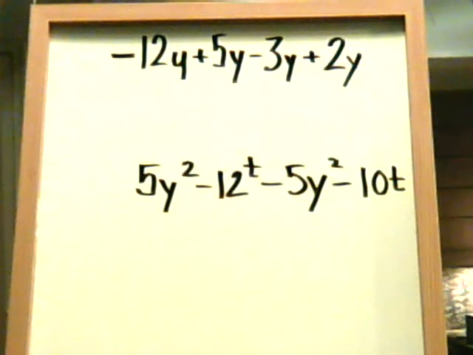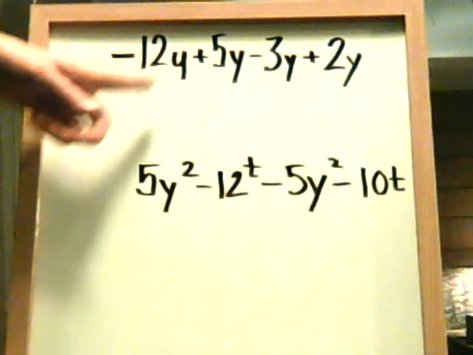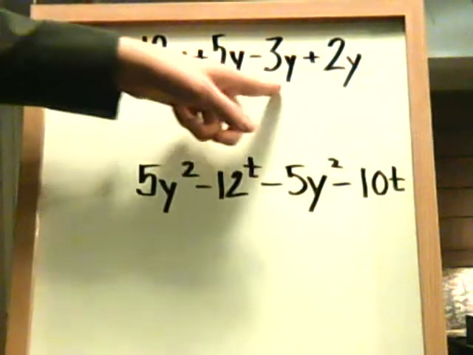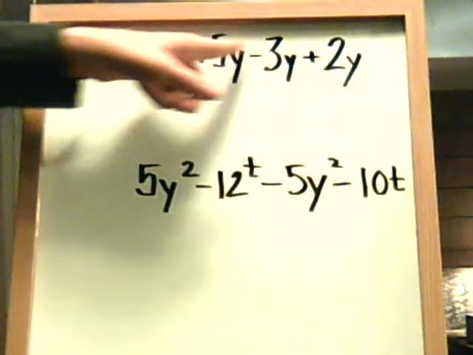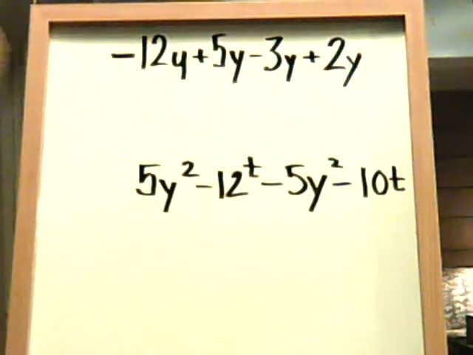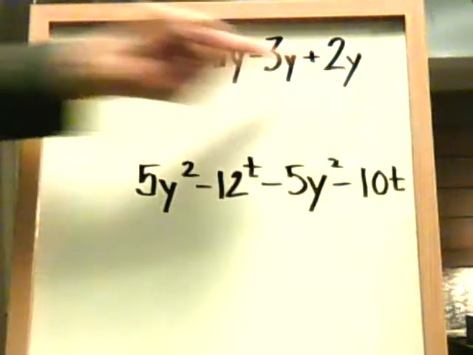Now, what defines the like terms is that they have the same variable to the same degree. So each one of these has y, and they're all to the first degree. There's no exponent written, so it's to the first degree. No exponent means first degree. So all of these are like terms.